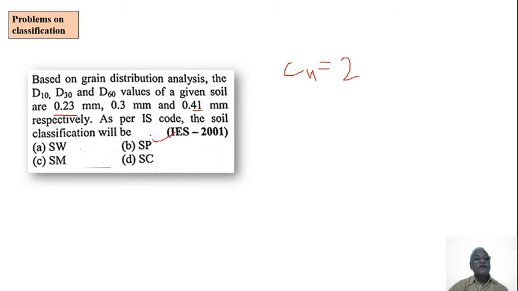Okay, it is sand. Anyway, they have given all sands. So poorly graded or well graded, that classification you have to do. Now Cu, if I calculate D60 by D10, is coming out to be 2, which is less than 6, because for sand to be well graded it has to be greater than 6, but it is less than 6, that's why it is poorly graded.